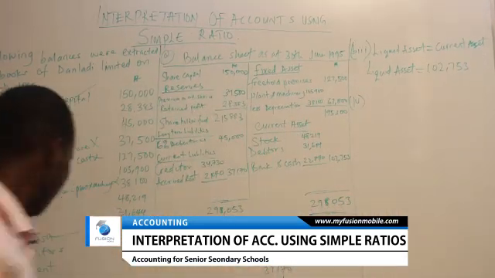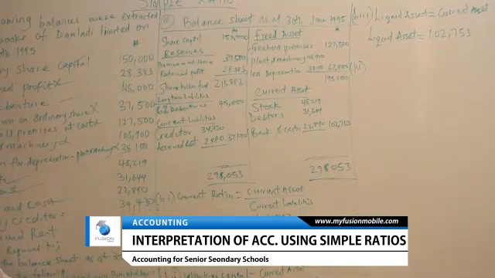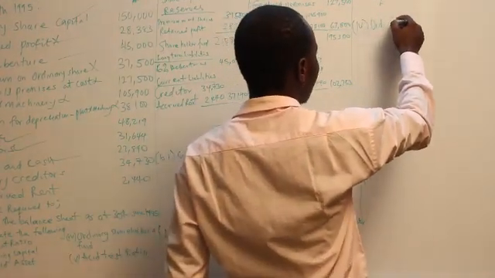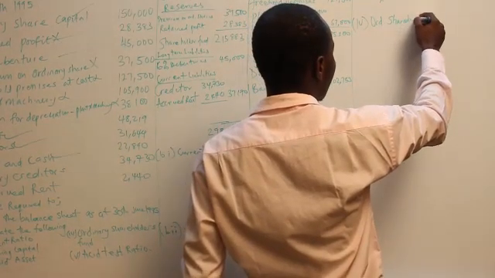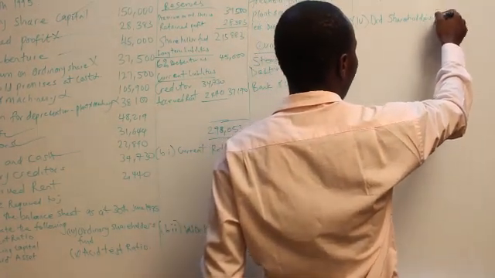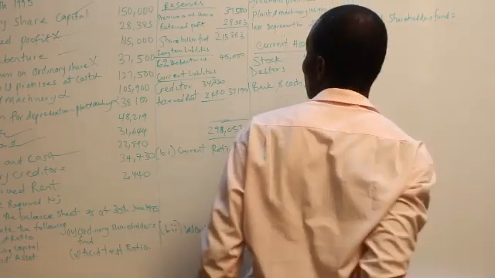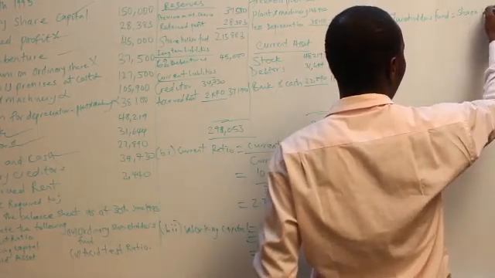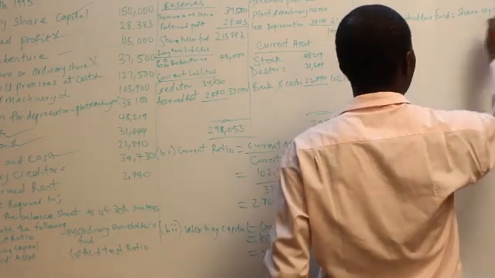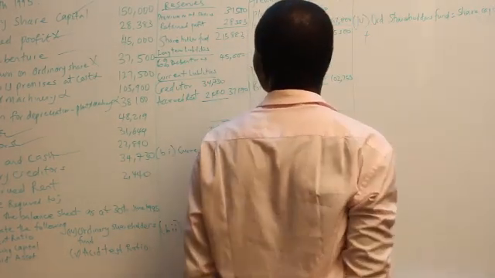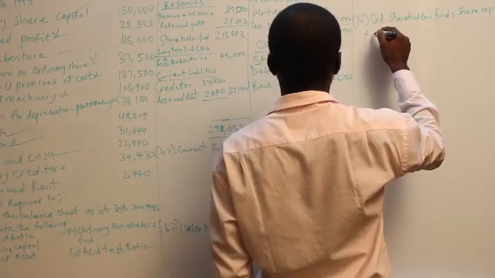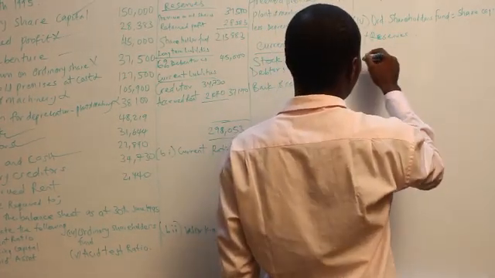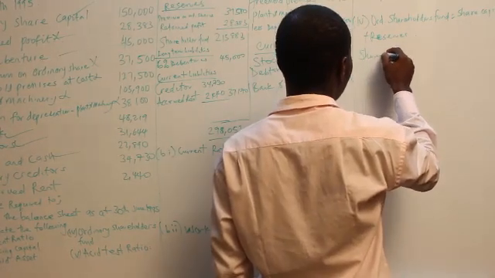BIV, we have ordinary shareholders fund. So the ordinary shareholders fund is equal to the share capital plus the reserves.